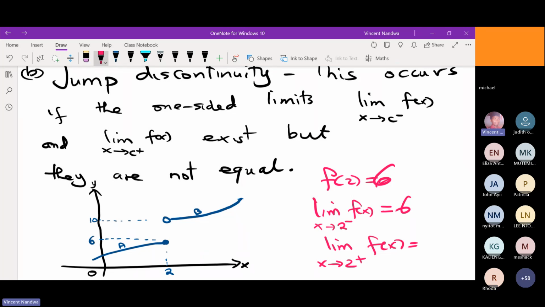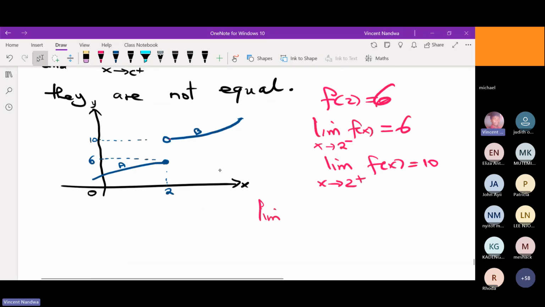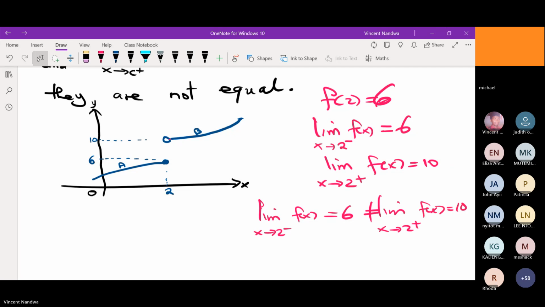10. So remember, we'll be moving along the branch B, and the value of the function is here given as 10. So clearly you see here, the limit as x approaches 2 from the left of f of x is 6, which is not the same as the limit as x approaches 2 from the right of f of x, which is 10. Because the two limits exist but they are different, the limit of the function does not exist, and therefore this function describes what we call a jump discontinuity.